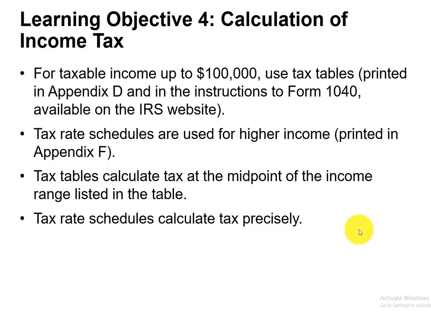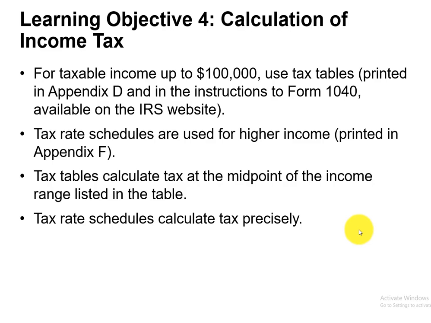If you're over $100,000, tax tables aren't available. You have to use what's called the tax rate schedule. That's in Appendix F. It looks very much like those tax brackets. It gives you a shortcut formula for calculating your tax at various tax brackets, making it a little easier, but certainly not as easy as looking it up on the tax table. It takes some calculation. Make sure that you do that with the proper parentheses and such as you calculate that.